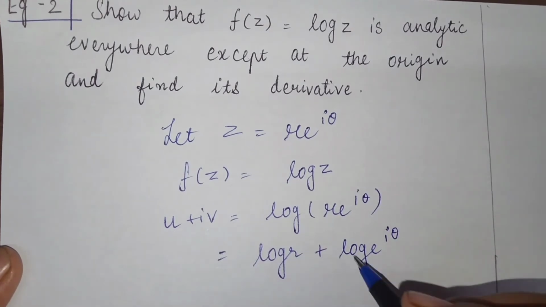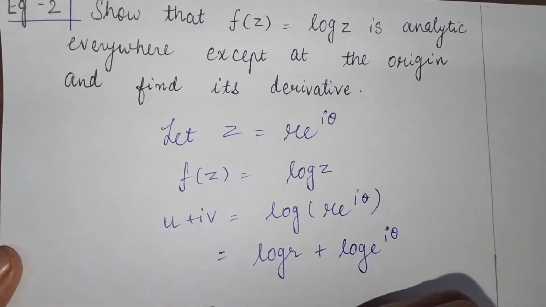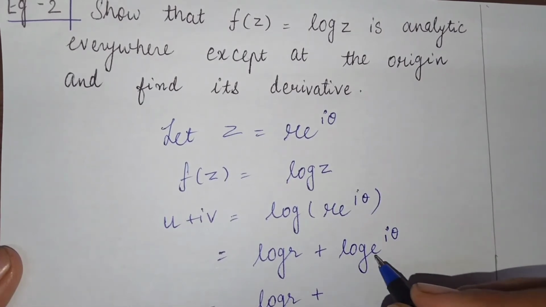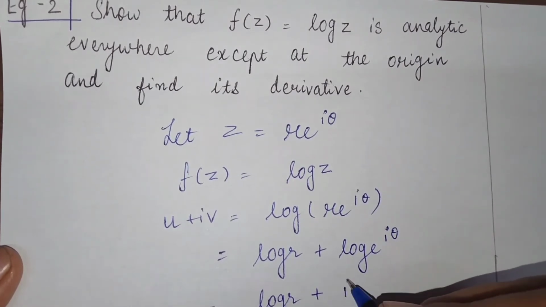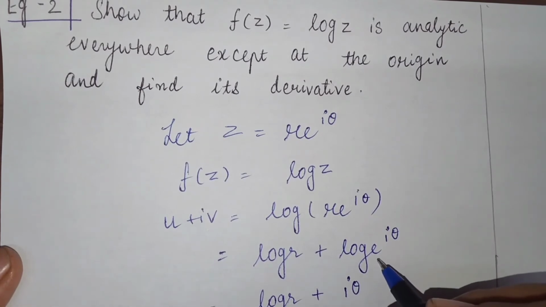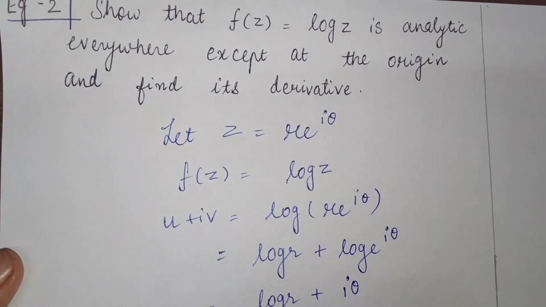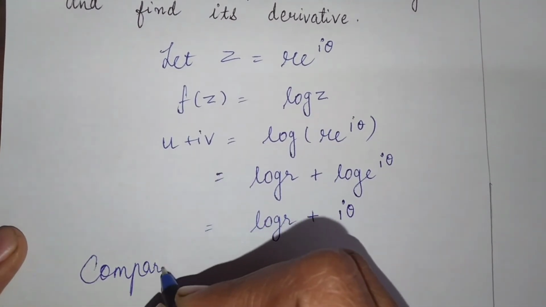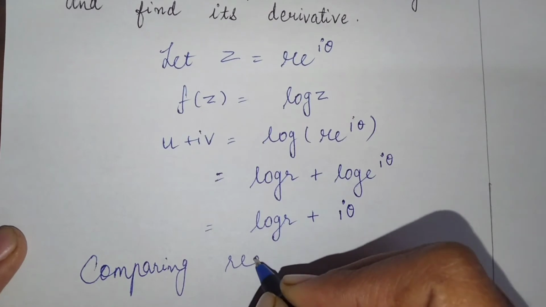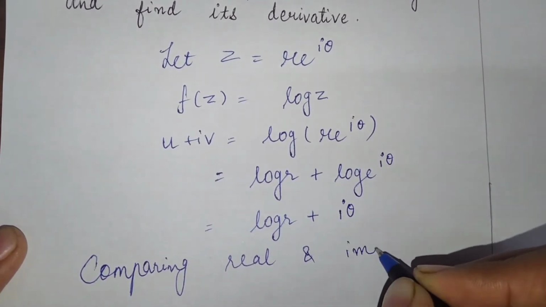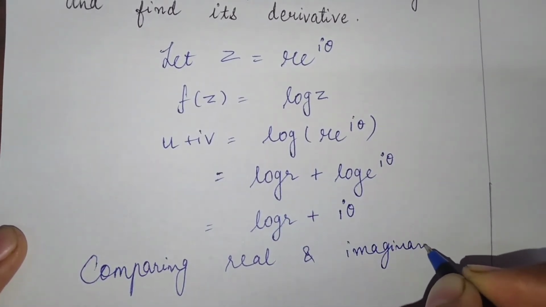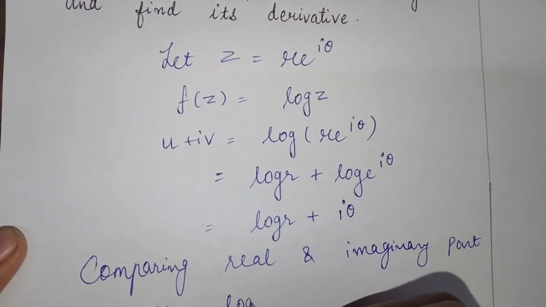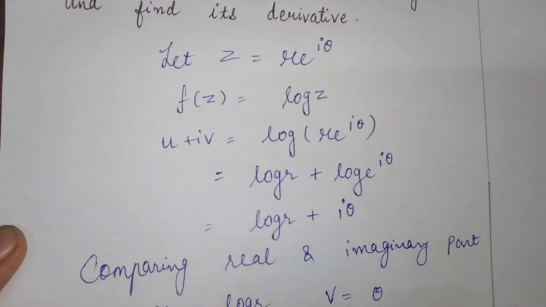But here there is a log and also an exponential term. So log r and log e raised to I theta will be written as I theta, because when there is a log and an exponential, it will be I theta. Okay. Now comparing the real and imaginary parts, we will get u and v. Comparing real and imaginary parts, we will get u, that is the real term, that is log r, and v is theta.